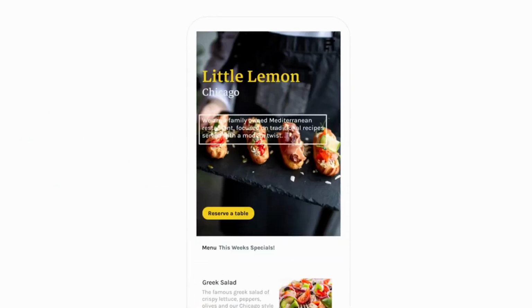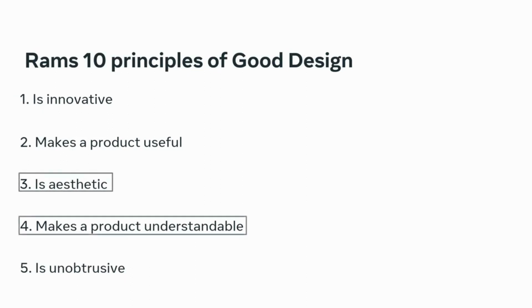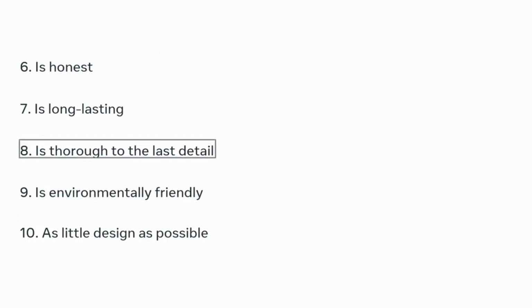Tilly states that the text is difficult to read in some parts. This is not very aesthetically pleasing, nor is it understandable or thorough. It seems ill-conceived. And she wants to know why there is a button to reserve a table. These issues violate Rams' Principles 3, 4, and 8.